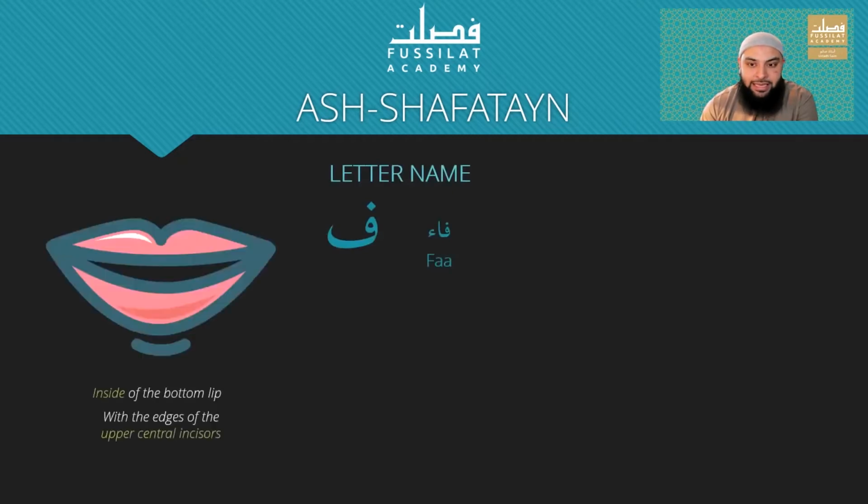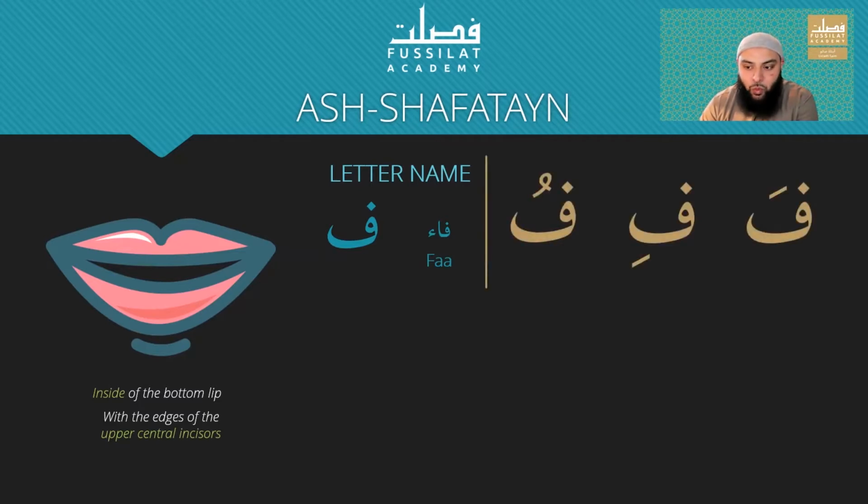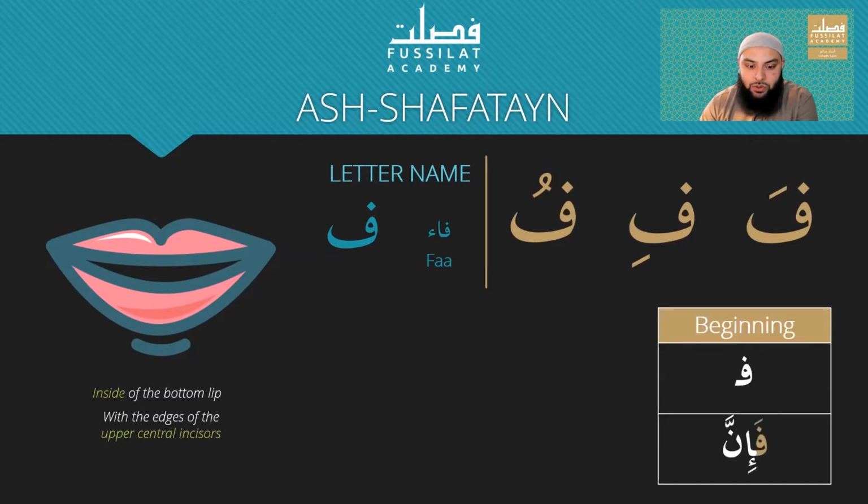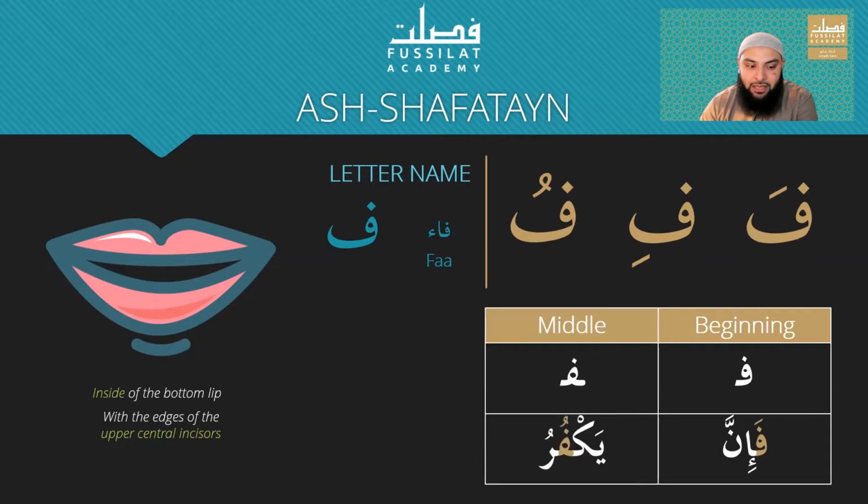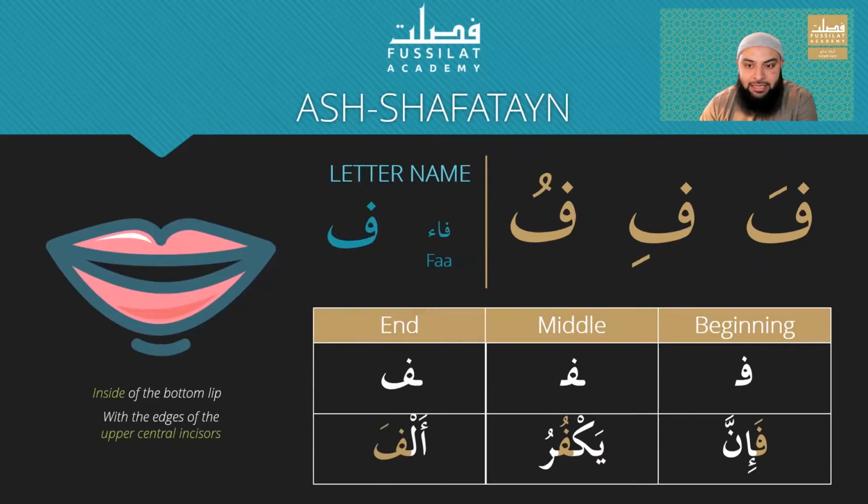This is when the inside of your bottom lip connects with the edges of your upper teeth. So your upper middle teeth connect with the inside of your bottom lip. Fa, fa. Then we have fa, fi, fu. This is how it looks in the beginning with the example fa inna, in the middle, yakfuru, and at the end, alfa.